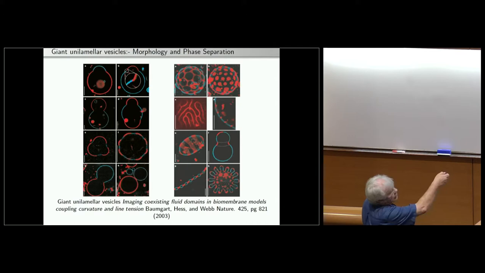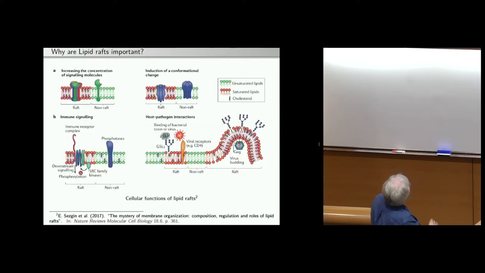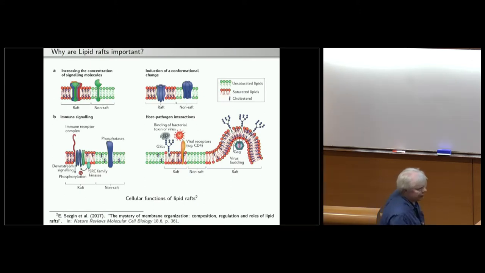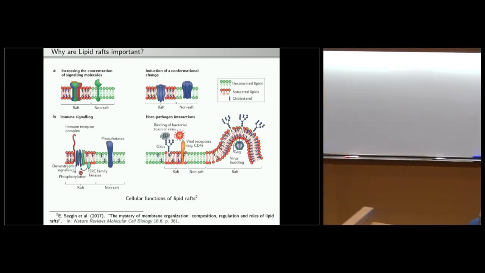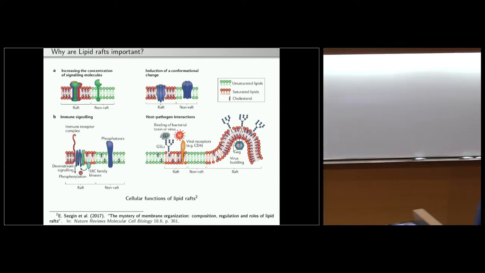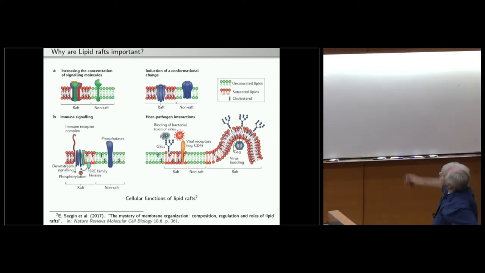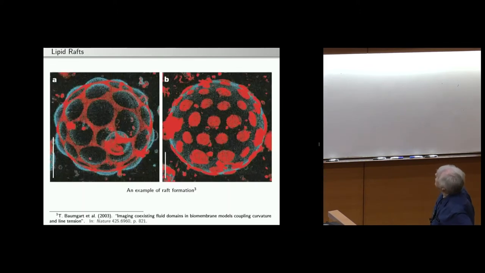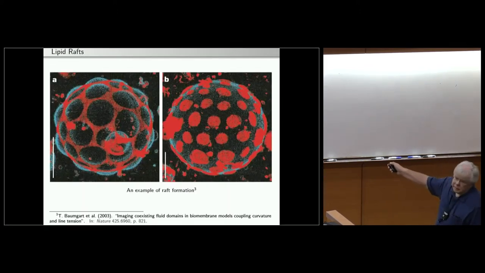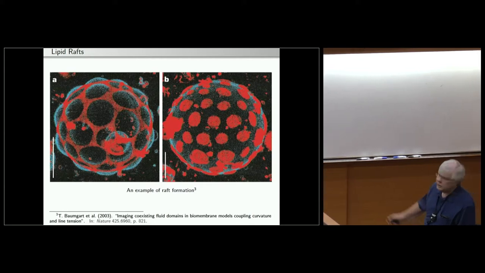There was a lot of interest in these types of domains because they thought they might be associated with things called lipid rafts. Lipid rafts are possibly considered to be associated with the functions of cells, but we're not going to talk about that. So I'm just going to say this is an example of raft formation, though that's really out of date, I think. So this is the object, either you have a dominant blue phase or a dominant red phase.